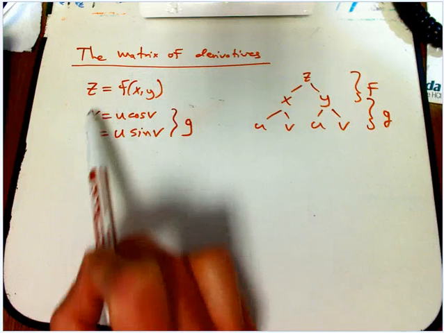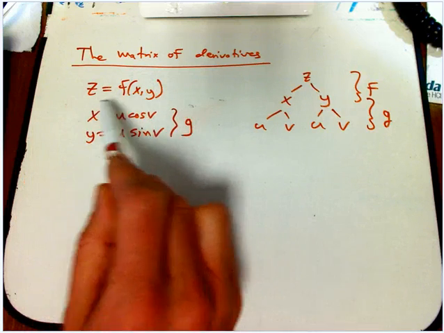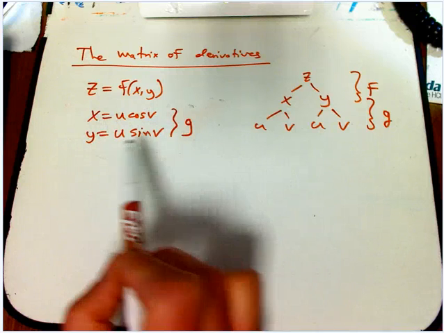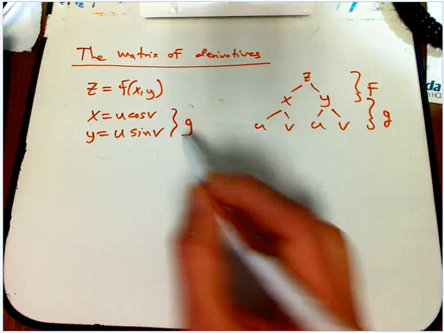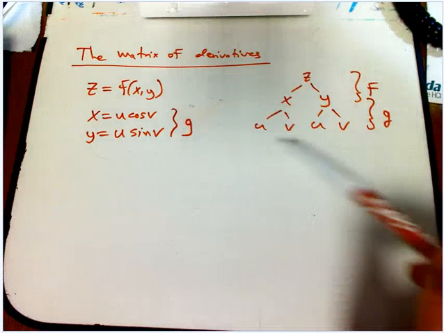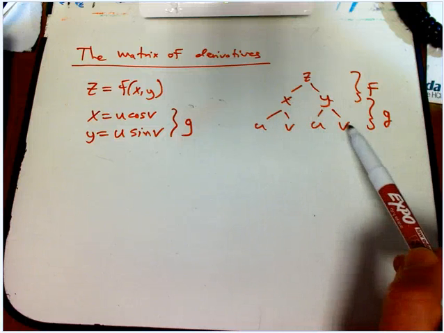But then x and y depend on two other variables, let's say u and v. And I'm making that more explicit. So x is u cosine v and y is u sine v. And that relationship we're going to call G. So here's the tree diagram you would build for that. Z depends on x and y, x depends on u and v, y depends on u and v.